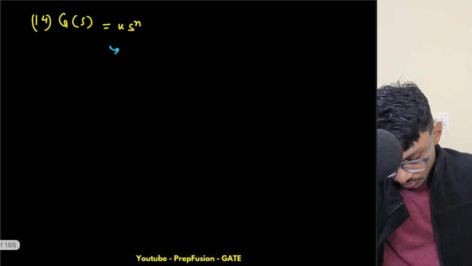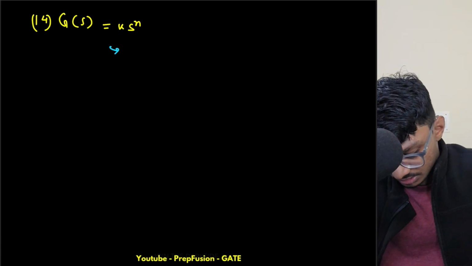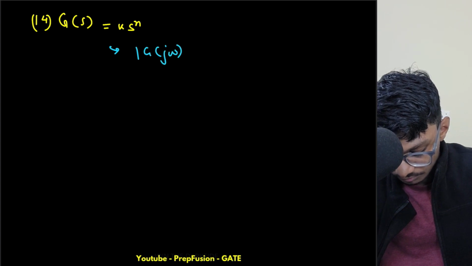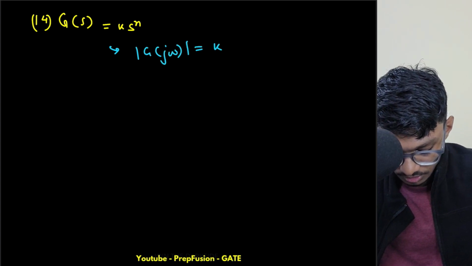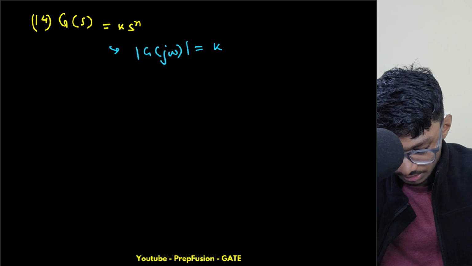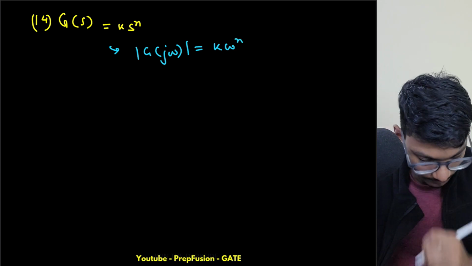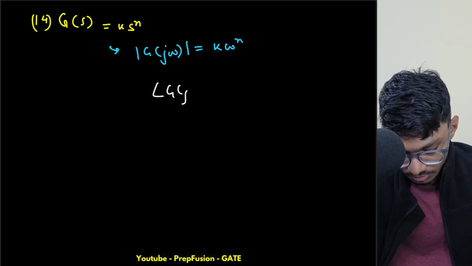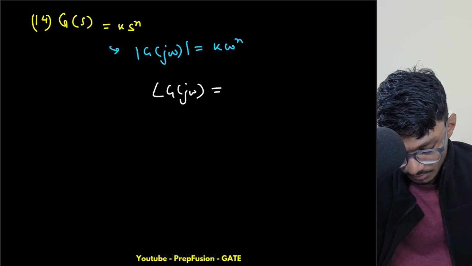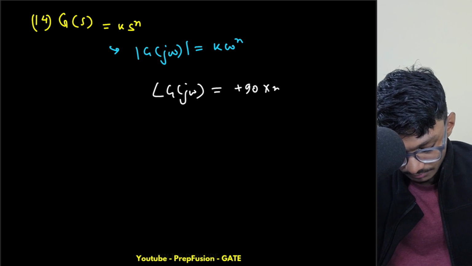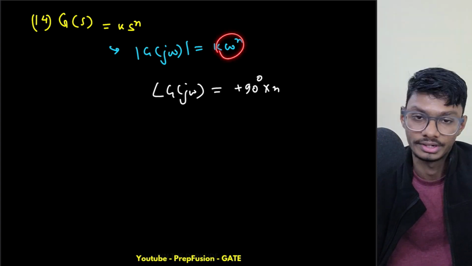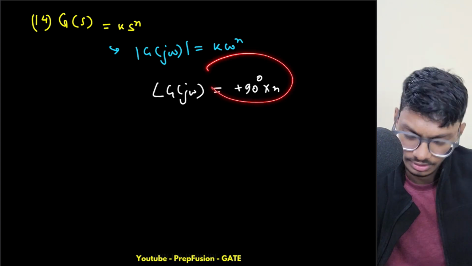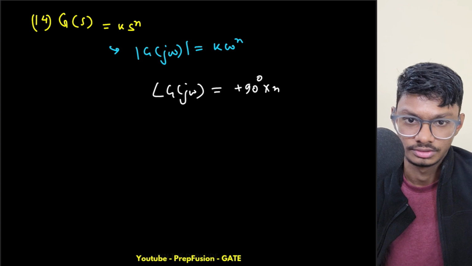Now let's solve it for this one. What does this become? The magnitude of G(j omega) will be K into omega raised to power n. And what will my phase be? The phase will be plus 90 times n. As this is in the numerator, and previously my omega was in the denominator, it was minus 90 times n. This is very simple, not that difficult to understand.